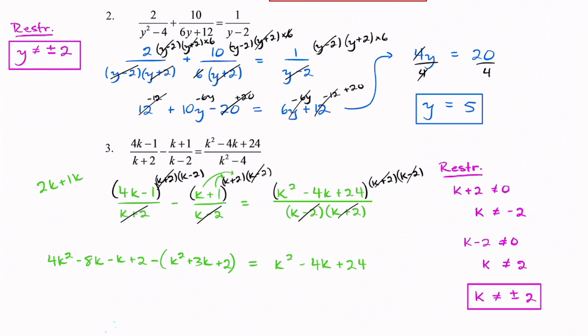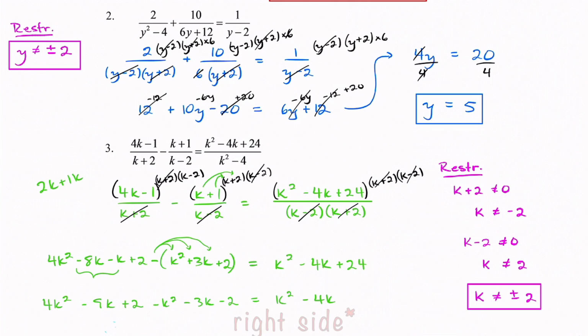So now that we've done all of that canceling and multiplying, what we can do is start to simplify everything that we've got here. So like these k's, I can put those together. So I got 4k squared, that'll give me minus 9k plus a 2. And then here I'm going to have to distribute this negative into each of these terms. So I'm going to have a minus k squared, a minus 3k, and then a minus 2 equals, and then all of this is just staying the same on the left side.